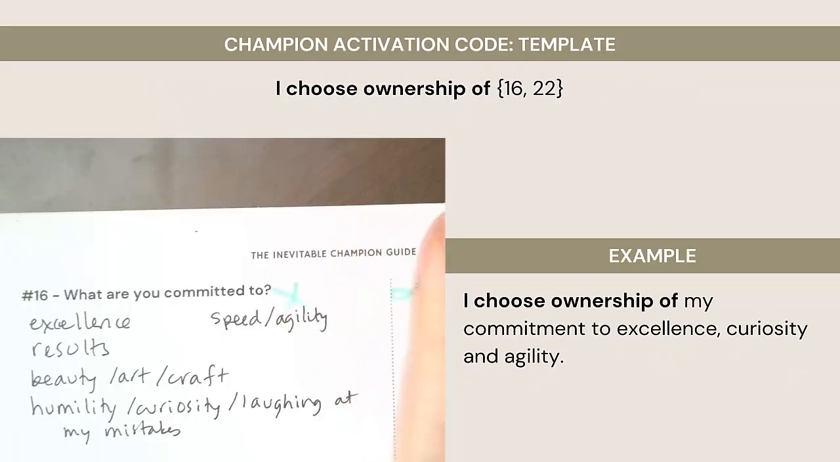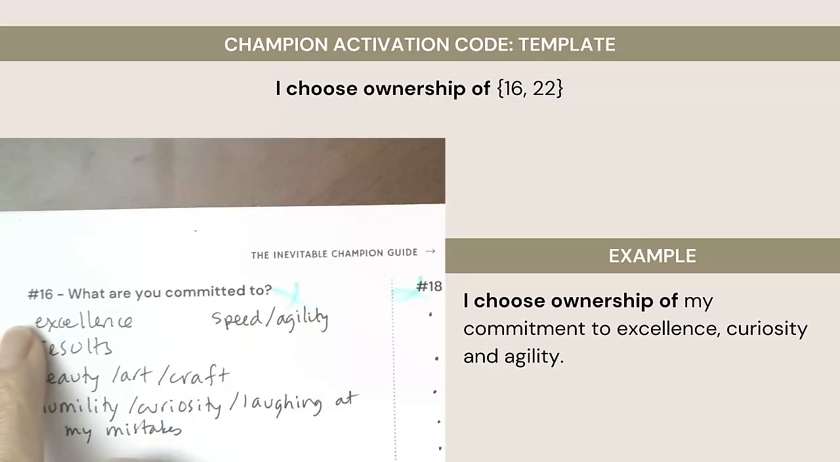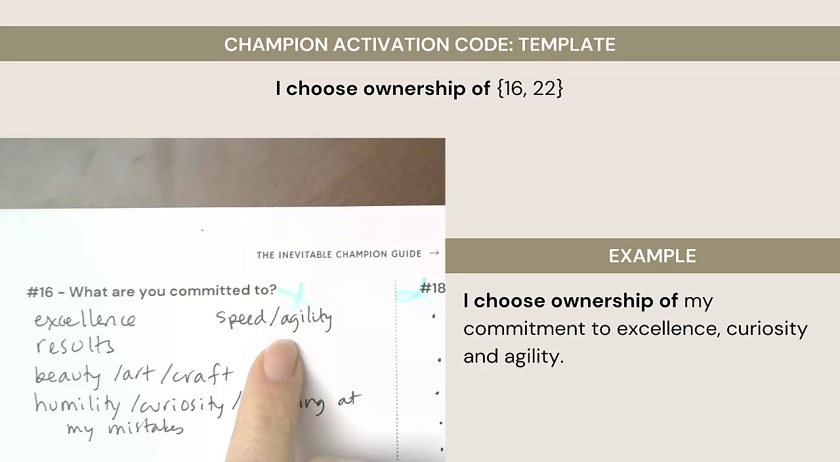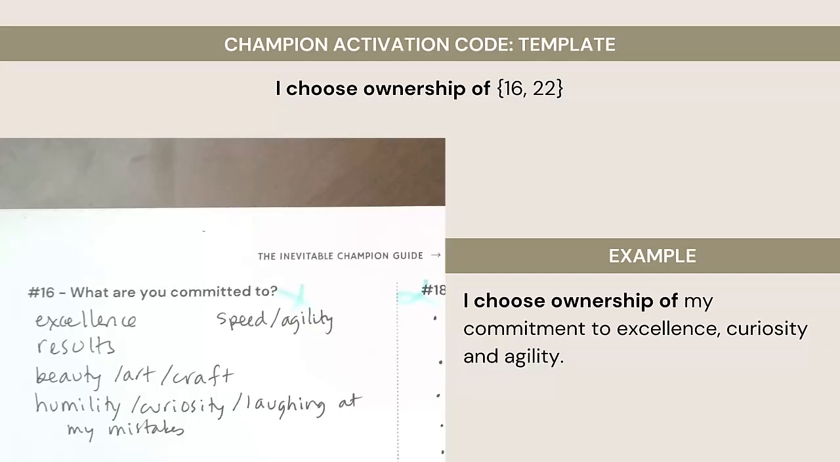The next sentence is, I choose ownership of, and we're going to pull concepts and keywords out of the answers to number 16 and 22. When I answered number 16, I said that I was committed to excellence, results, beauty, art, craft, humility, curiosity, laughing at my mistakes, and then also speed and agility. So I was thinking about which of those things are really the most important to me, and you can see in the example over here that I extracted some of those concepts.